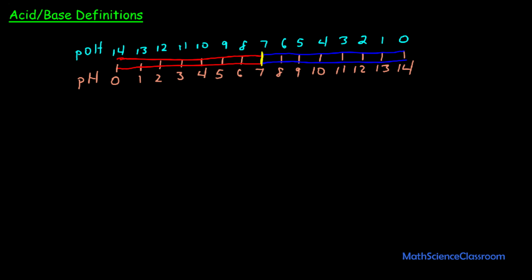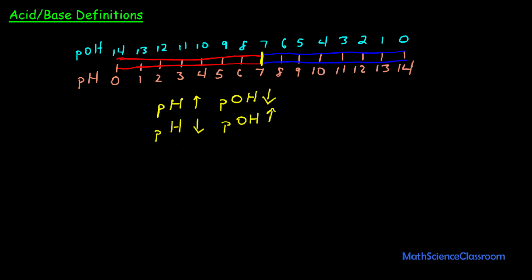Notice that there's a directly inverse proportional relationship between pH and pOH. As pH increases, pOH decreases by the same proportion. When pH decreases, the pOH increases by the same proportion. So it's a direct relationship and it's an inverse relationship.